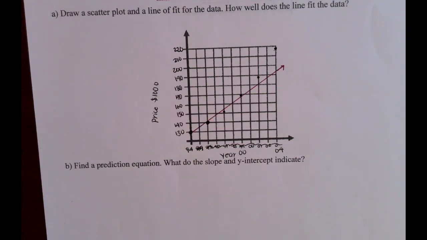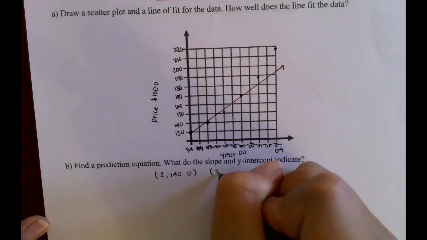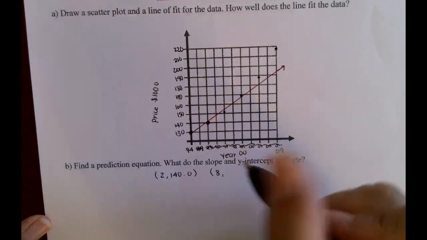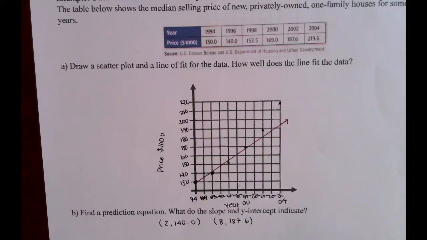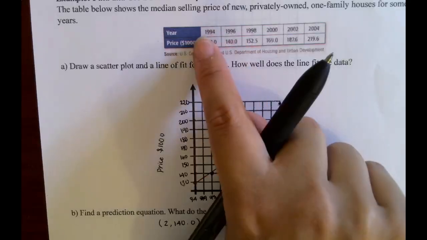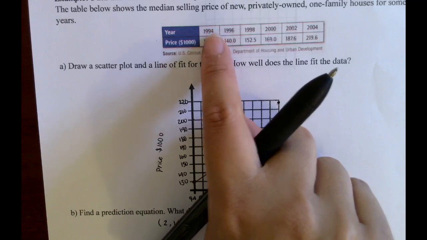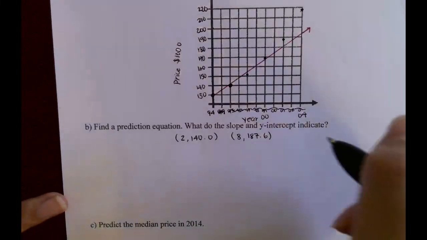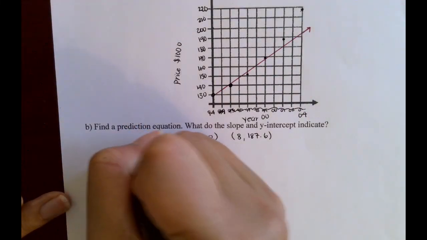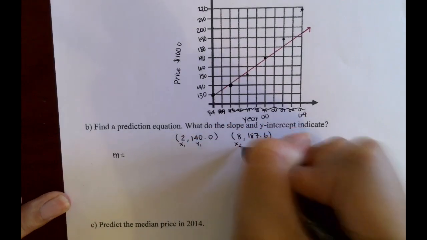So they chose 1996. So they chose to write it as (2, 140.0) and (8, 187.6). If you're wondering where they got the 2 from, it's because 1996 is 2 years from 1994. And then 2002 is 8 years from there. Okay, so that's where they got that 2 and the 8. Okay, so here, let's write our prediction equation. So let's start with our slope. Okay, so one is going to be x1, y1. The other one's x2, y2.